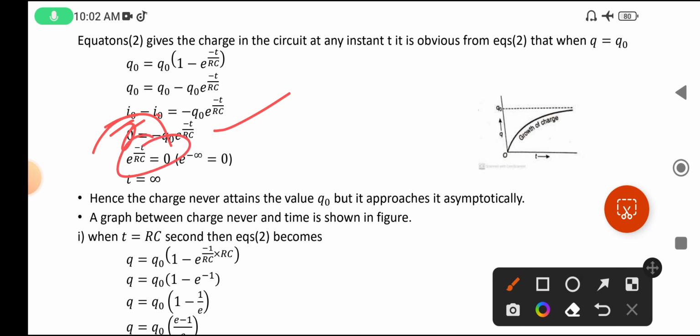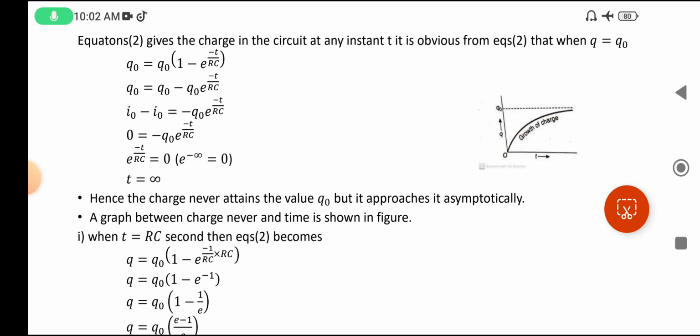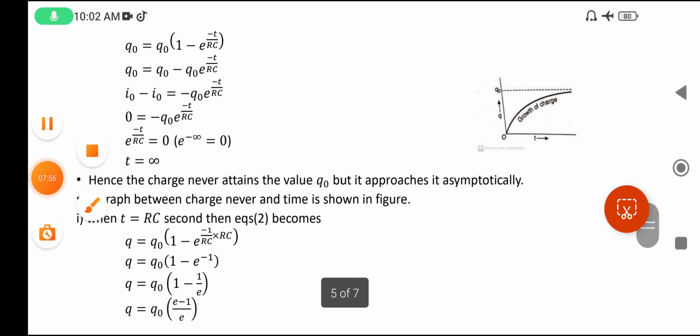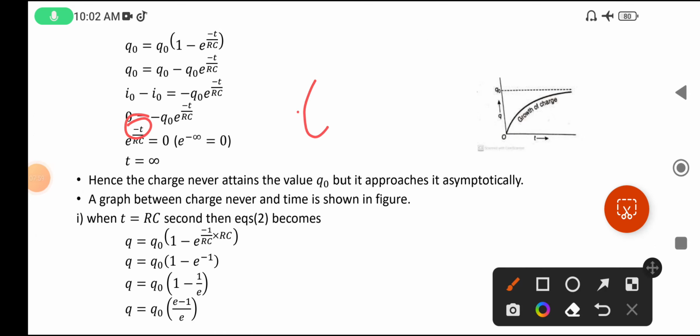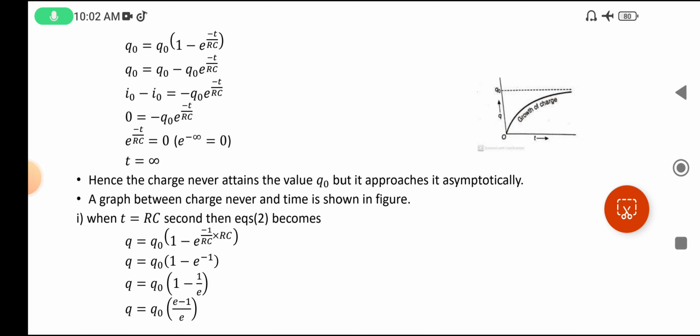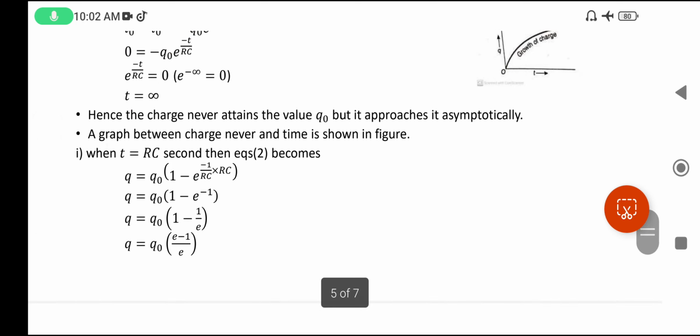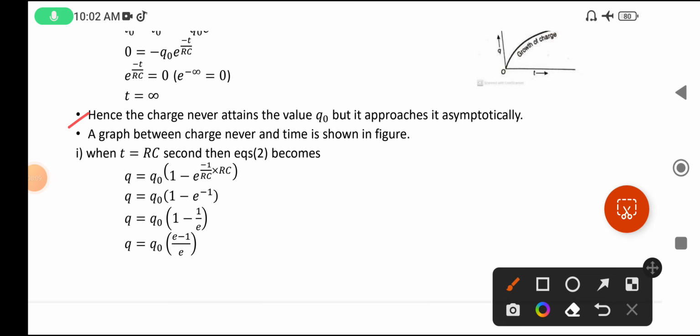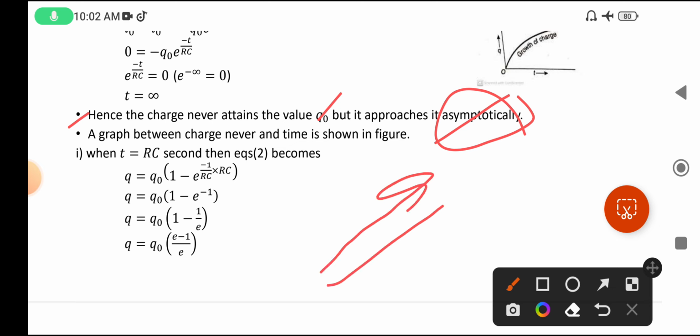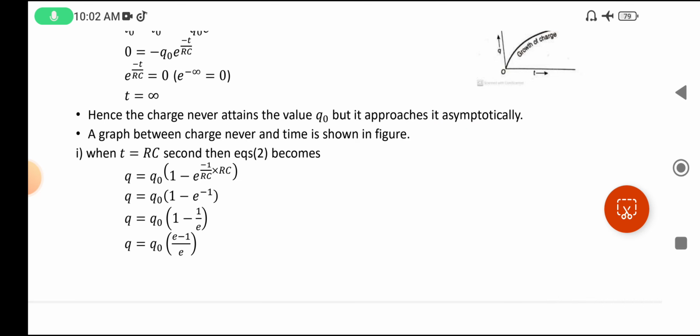So this term is 0 means, when the exponential power is infinity, only then do we get that value as 0. That means only at time t equal to infinity is this term 0. So t equals infinity. Hence the charge never attains the value Q naught, but it approaches it asymptotically. It does not increase rapidly; it changes along with the time.